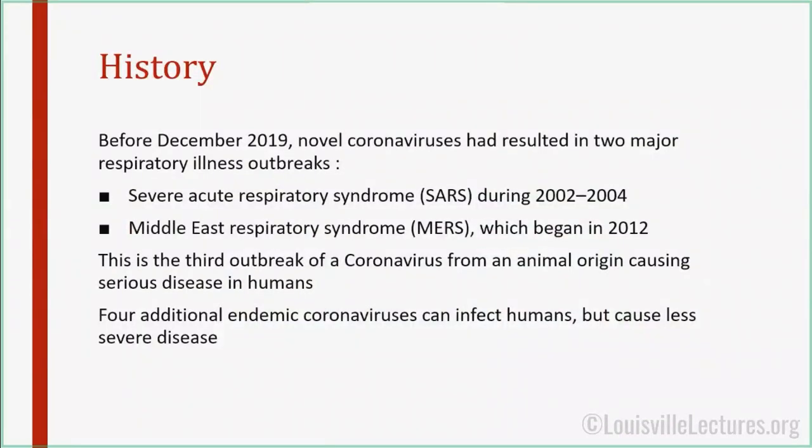So real briefly, and again, Dr. Arnold touched on all these things at the very beginning. Before 2019, novel coronaviruses resulted in two major outbreaks. The first in 2002 with SARS, the severe acute respiratory syndrome, and then MERS, the Middle Eastern respiratory syndrome, that began in 2012. This, of course, is now the third outbreak of a coronavirus from an animal origin that's causing serious disease in humans. Previously, there were four human endemic coronaviruses, but these have been noted to cause less disease.